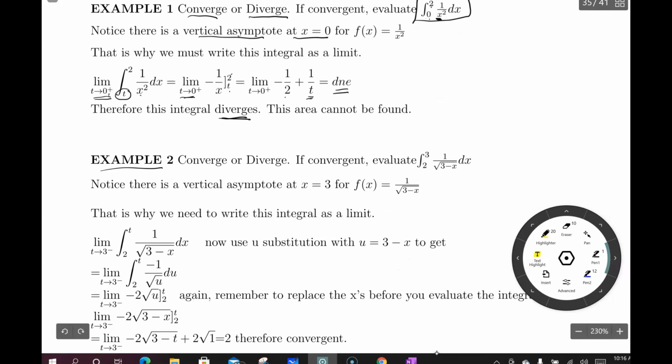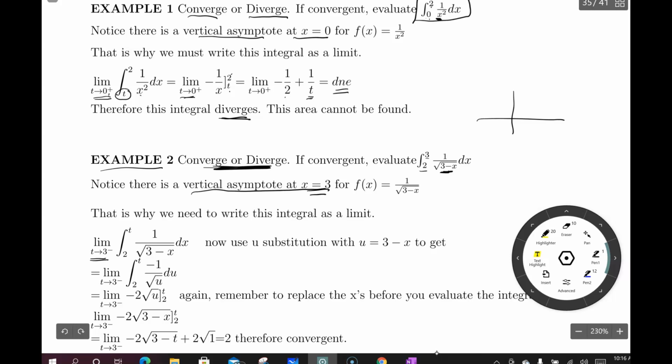Okay, here's another example. Converge or diverge, and if convergent, find the value. So again, you're getting this as a question, and I see numbers here. There's no infinity, so I know I'm on the lookout for a vertical asymptote. So let's do it. How about looking at that denominator? Looks like when x equals 3, there is a vertical asymptote. So that's my first step. Take the limit as t goes to 3.